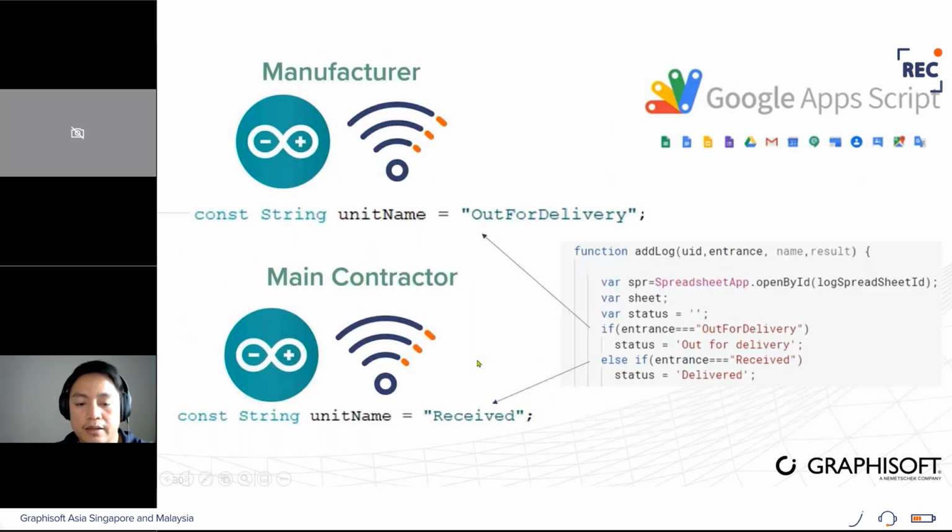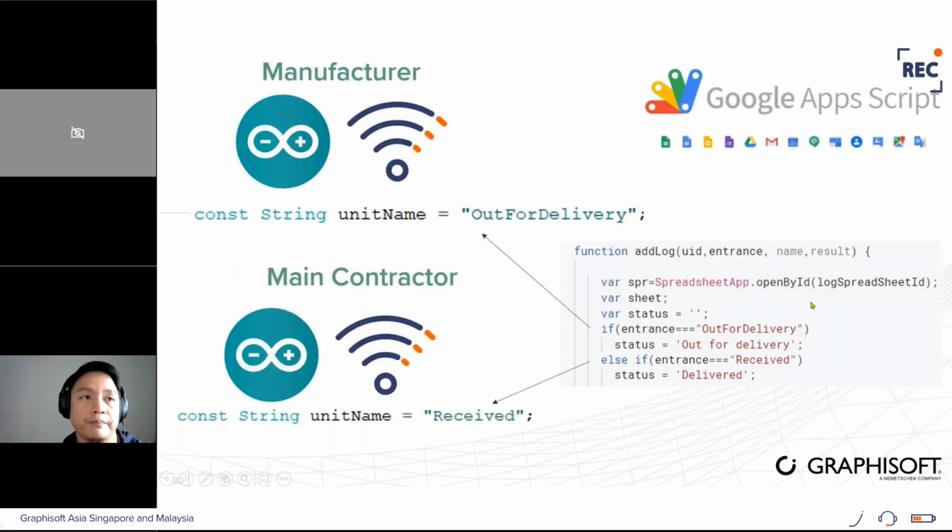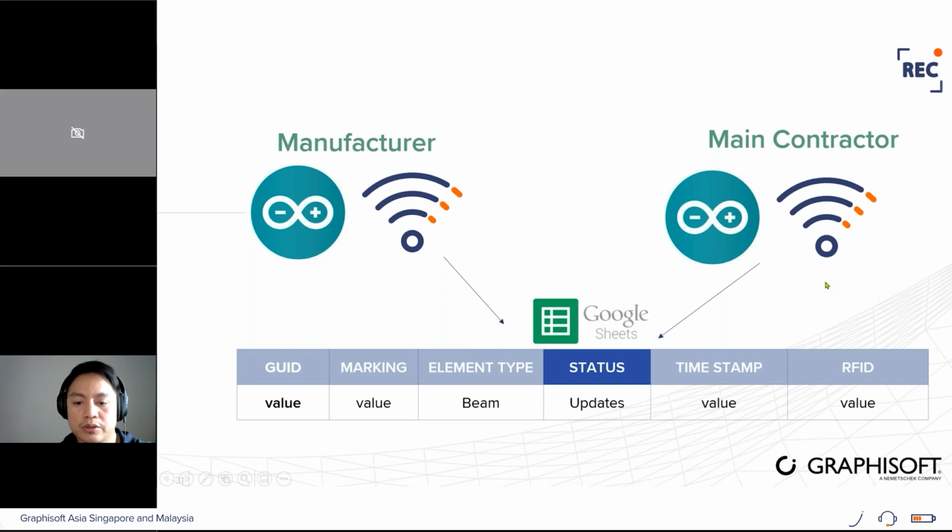Then, as I mentioned earlier, we have this variable unit name, out for delivery. This is the one. These variables will be sent to Google, and we will create a condition on that. Yes, so this is my Arduino side. Once I set up everything, I will now use the Google Sheets. But this is how it works.